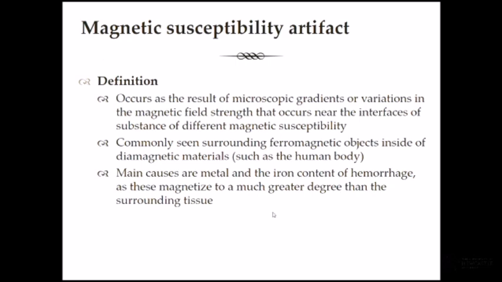The main causes are metal and iron content in hemorrhage. So with MRI, if we're imaging the brain and we've seen someone that's had a hemorrhage, we can actually age that hemorrhage, because as that blood gets reabsorbed by the body, it leaves behind what we call hemosiderin, which is a particular kind of iron that's associated with blood. So when you see someone that's got a hemorrhage, you can tell approximately how many days old it is.